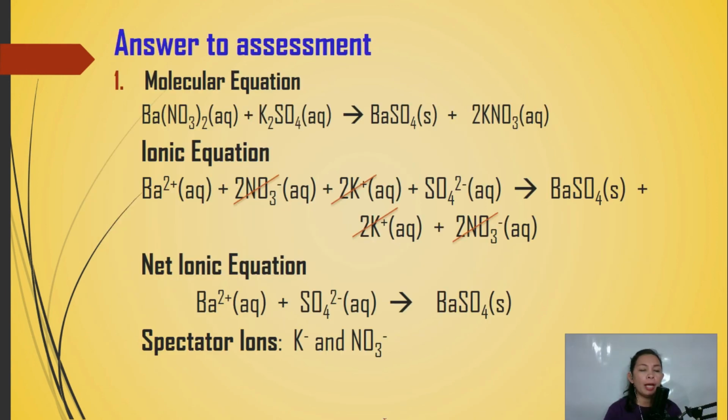Are you now done, my dear students? So this is now our answer key. I want you to check your own paper. If you are checked from molecular down to spectator ions, you can give 5 points.